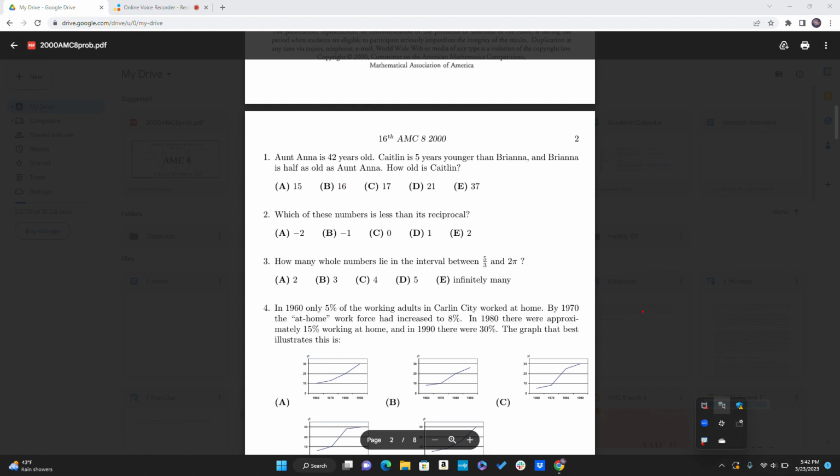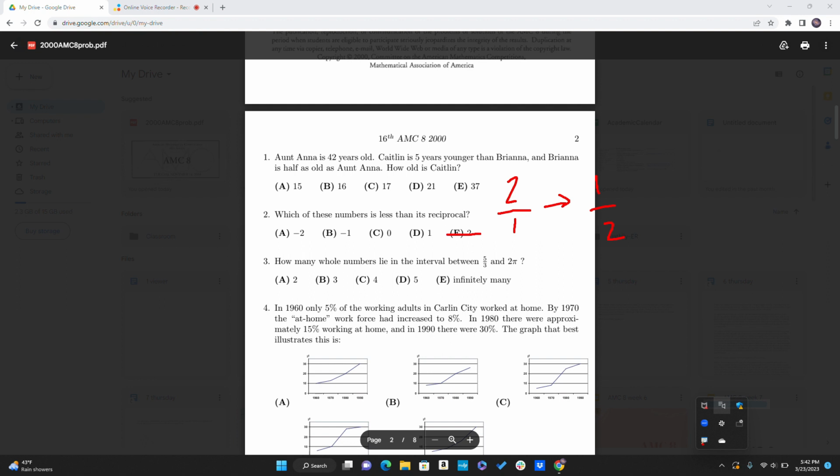All right. Which of these numbers is less than its reciprocal? So a reciprocal is 1 over the number. So in this case, we would have the reciprocal of 2, for example. 2 is the same as 2 over 1. So reciprocal would flip the numerator and denominator. So 2 over 1 becomes 1 over 2. So that's the reciprocal of 2 is 1/2. So is 2 less than 1/2? It is not. So E is out.